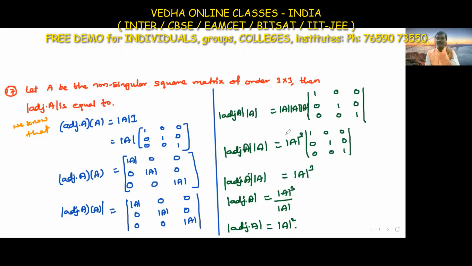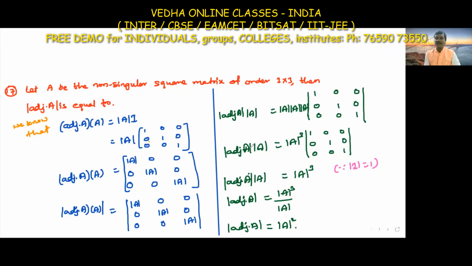After that this becomes det A whole cube, times the identity matrix 1 0 0, 0 1 0, 0 0 1. And the determinant of the identity matrix is equal to 1. Already you know how to expand this, so if you want you can write it here. Since the determinant of I is equal to 1, there is no need to write it here.